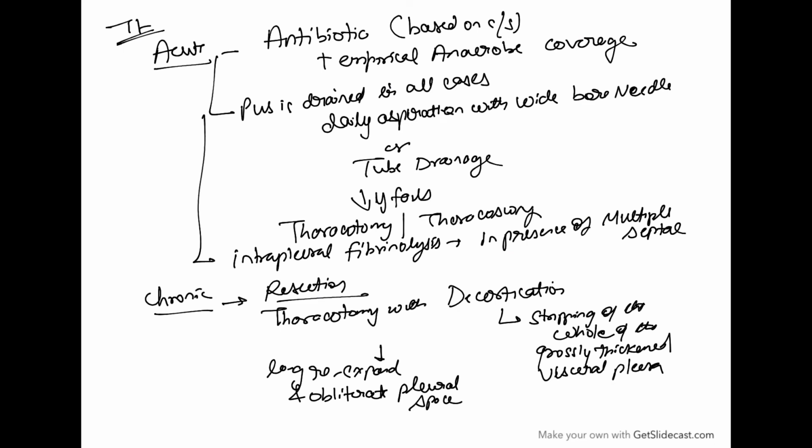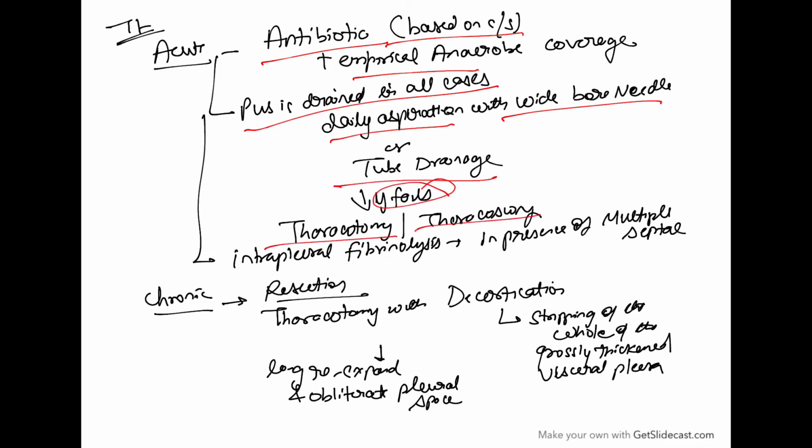Then treatment. Depending on whether it is acute, we will go for antibiotics based on culture sensitivity, and also we will give empirical coverage for anaerobes. Pus is drained in all the cases. Daily aspiration is done with a wide-bore needle. Also, we can try for tube drainage. If it fails, then we can go for thoracotomy or thoracoscopy.